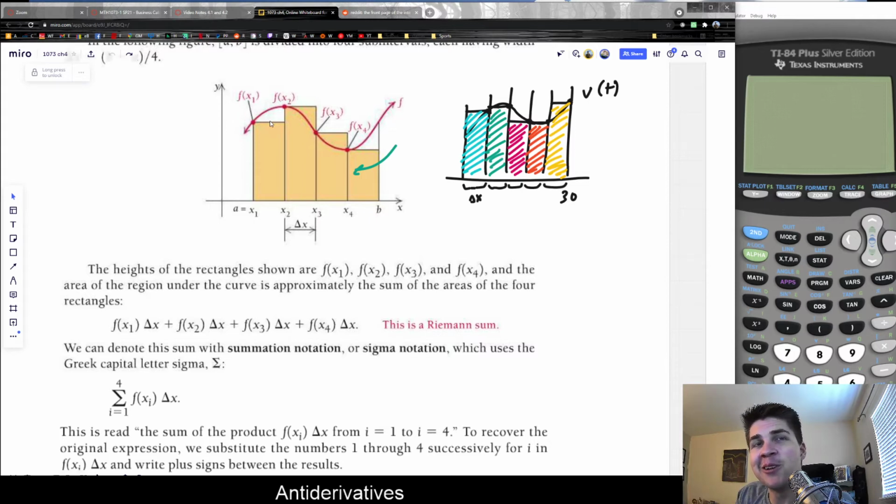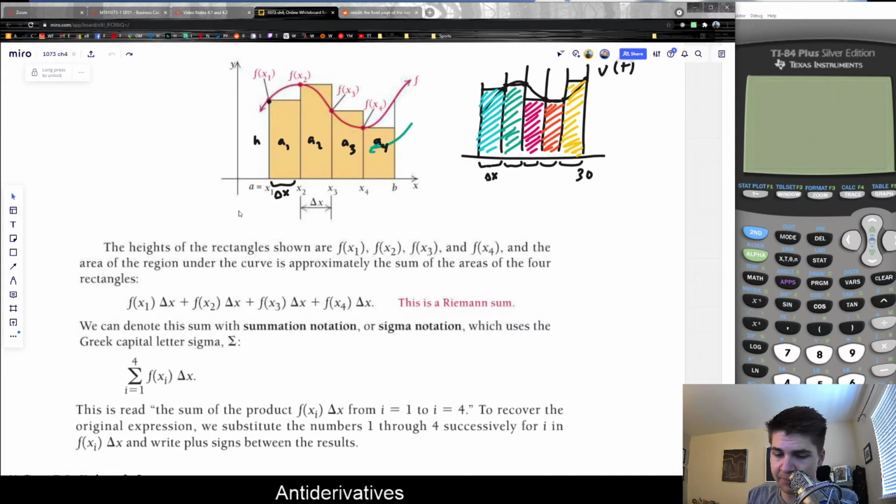But when we do it on an infinitesimal level, it doesn't actually matter. We'll talk about that later. But basically, noting that delta x is always the width, and the height is just determined by this point. So the area of each segment, we call this A1, A2, A3, and A4, is always just length times width, or height times width, whatever you prefer. And that's exactly what this is saying.